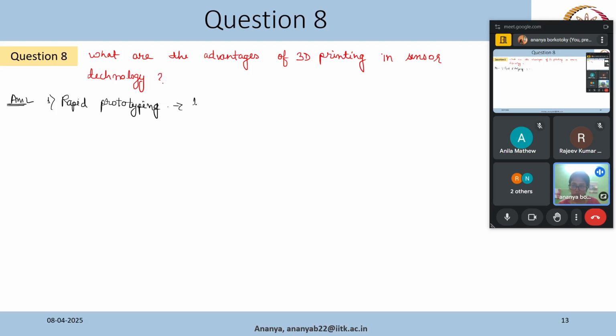So this leads to faster fabrication, testing, as well as implementation.